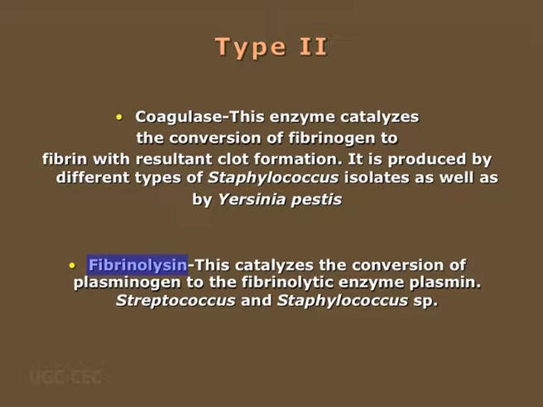The next is fibrinolysin. So what is fibrinolysin? Fibrinolysin is an enzyme which catalyzes the conversion of plasminogen to the fibrinolytic enzyme plasmin. What it does is it also affects the clotting factors, and the bacteria which produce it are Streptococcus and Staphylococcus. So both these enzymes will affect the regular blood clotting mechanisms.